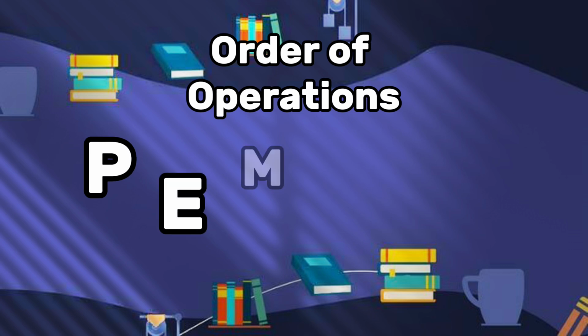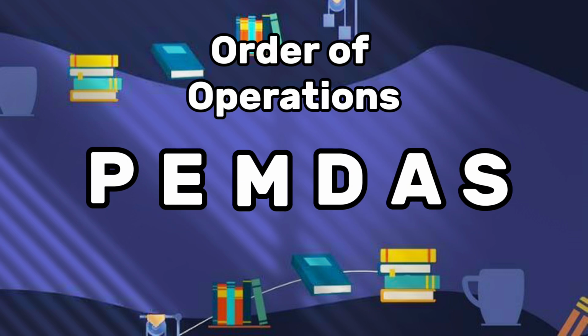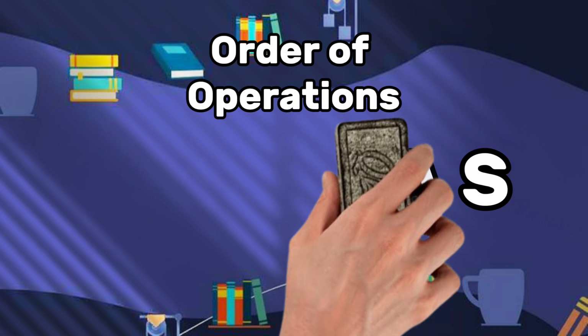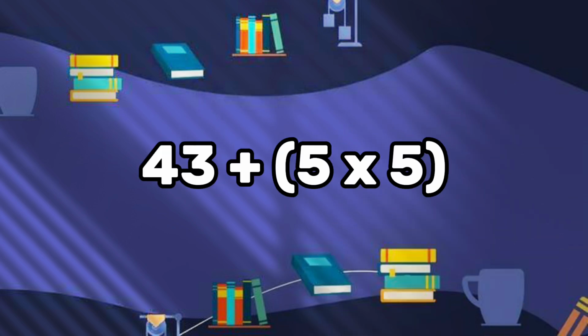Parentheses, exponents, multiplication or division, then addition or subtraction. That can be shortened as PEMDAS as an acronym. Easy, right? Now, let's have an example equation here to demonstrate, which is 43 plus 5 times 5.